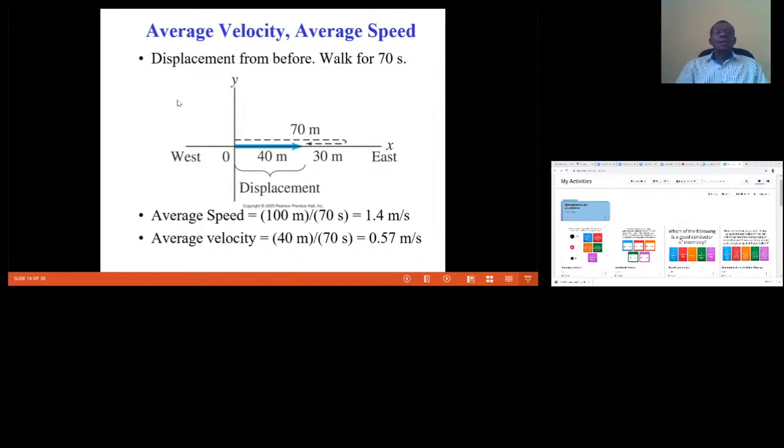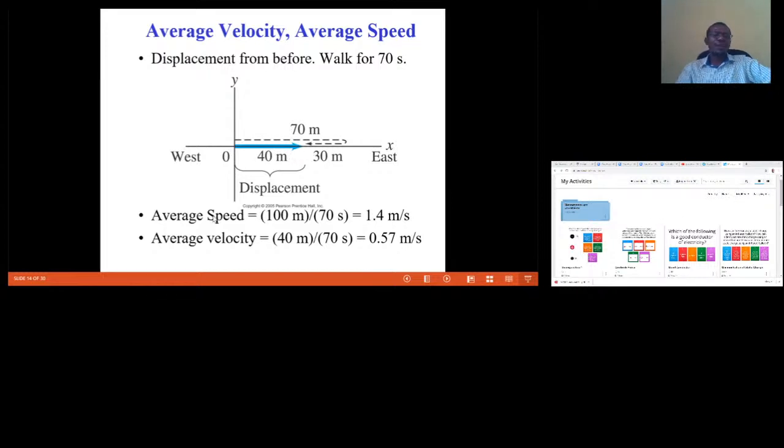Say that you have that person. You remember that person who moved 70 meters to the right, followed by 30 meters to the left. We had agreed that the total distance that is covered is just 70 plus 30, which is 100, whereas the displacement that has been covered is only 40 meters.